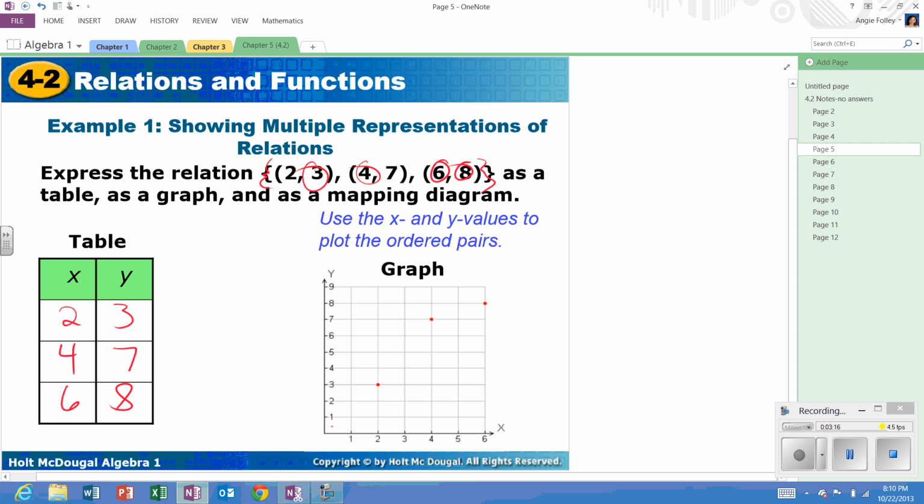And then if we were going to graph these, for this first one, 2, 3, we would move over 1, 2, and up 1, 2, 3. And that's why that first dot is there. For the second number, we move over 4, 1, 2, 3, 4, and then up 1, 2, 3, 4, 5, 6, 7. And that's why that dot's there. And the last one, we move all the way over to 6 and all the way up 8, and that's where our last point is.